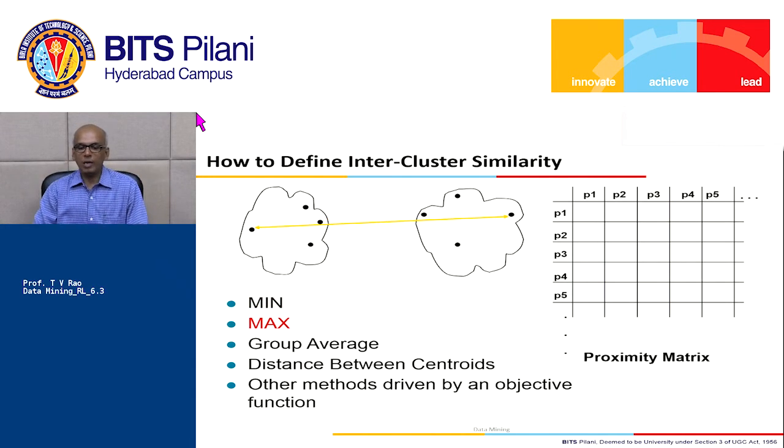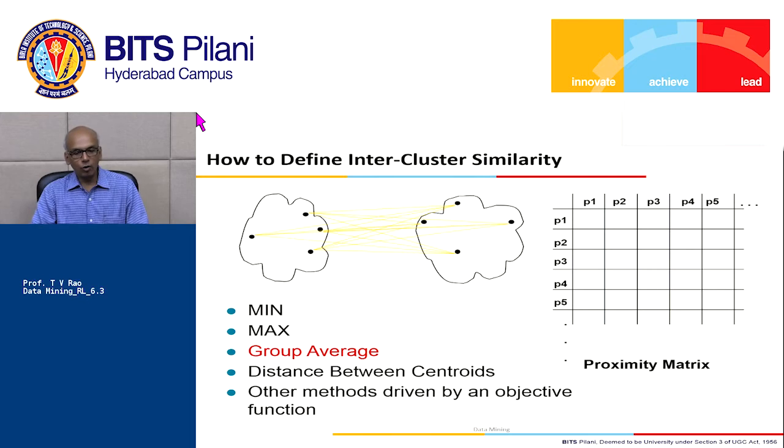So instead of minimum, we can also take the maximum. So in that case, suppose that the clusters are like this. The maximum is that among the points. So as you can see here, these 2 points are representing the maximum distance that can exist between the 2 clusters. So that can be one way in which we can look at the potential for the merger of these clusters.